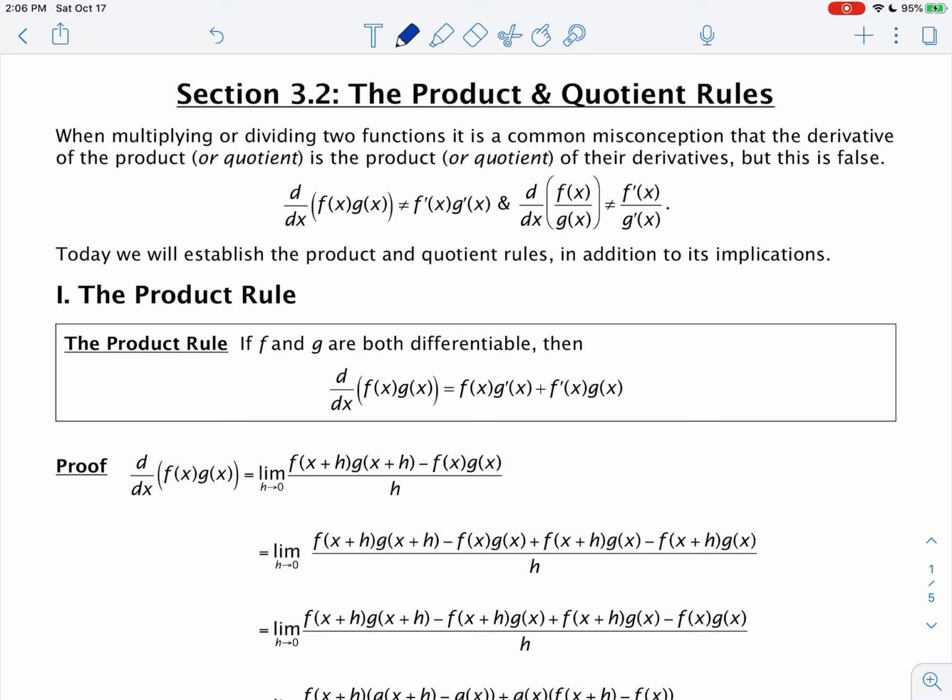Hello, this is Calculus Early Transcendentals, studying from James Stewart's calculus book, and we are discussing the techniques of differentiation, and this is section 3.2, the product and quotient rules.